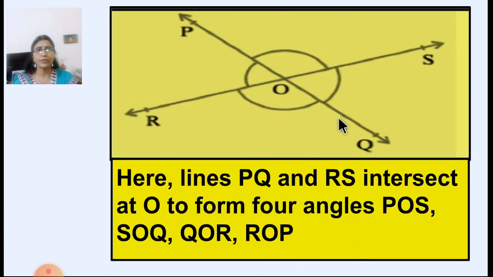Now these are two intersecting lines. You can see here these are lines PQ and RS. Here lines PQ and RS intersect at the point O to form four angles. You can see this is one angle, this is second angle, this is third angle, fourth angle. So the names of the angles are angle POS, and then angle SOQ, and then angle ROQ or QOR also you can name it, and then ROP or angle POR. So this way four angles are formed here.